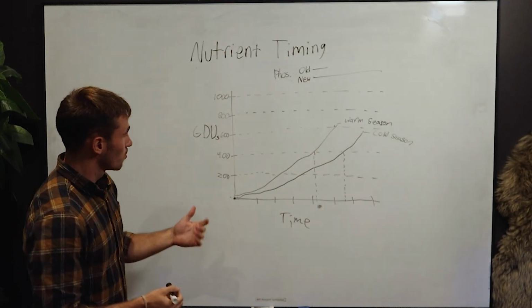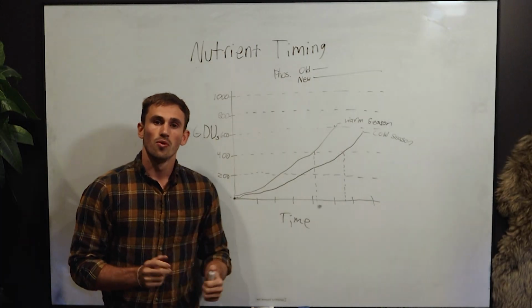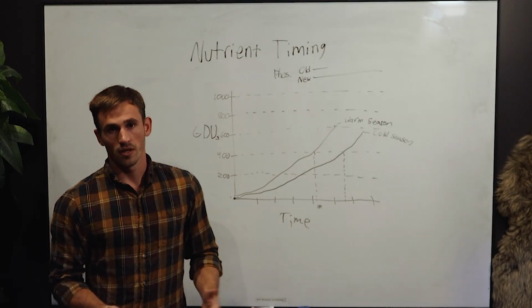So that's how we can use something like a plant sap analysis test to guide our in-season nutrient decisions. And again, we want to make sure we're doing that based on the accumulated heat units so we don't miss a certain critical window by a couple weeks.